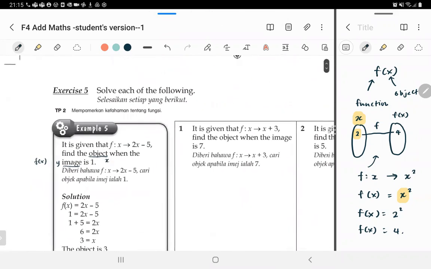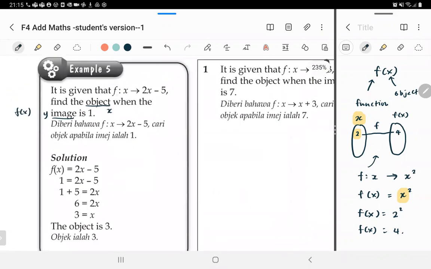So for this one, you have f(x) equals 2x minus 5. Find the object when the image is 1. So the image is 1, that means the f(x) here is 1. So 1 equals 2x minus 5. And then do the algebra, find the value for x.